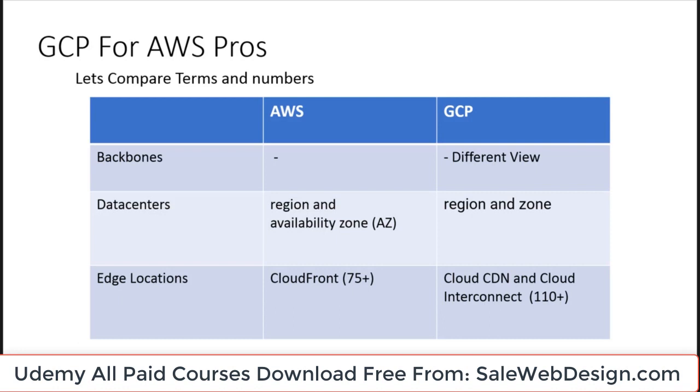When it comes to backbones, Google and AWS have a different approach, and I sort of covered it already. Google's approach is a backbone directly to their own data centers, regions and zones. You're going directly over Google's own infrastructure. When it comes to data centers, generally regions and availability zones are used, and Google uses regions and zones. There isn't a big differentiator between the way the data centers are. They're both redundant, and they're both isolated as you would expect. The main difference is really in the edge locations. Again, we know that there are 75 plus with CloudFront, over 110 with Google Cloud.